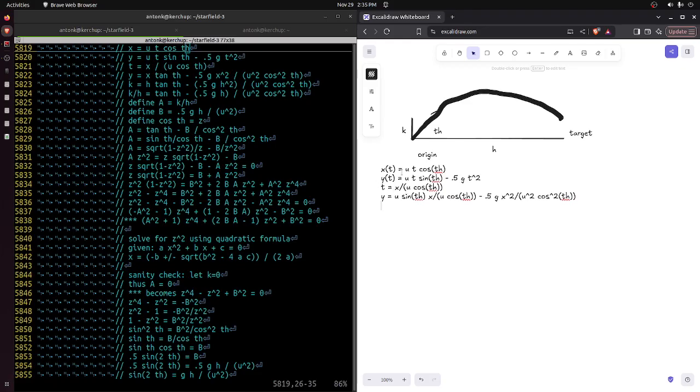Okay, so notice that we have some terms we can simplify. So we have u on top and bottom, and sine theta divided by cosine theta is tangent of theta. So y becomes x tangent of theta. And copy this second term.